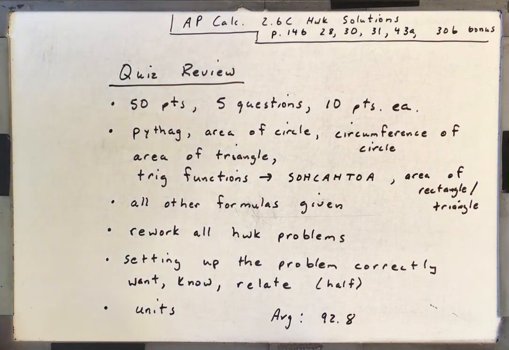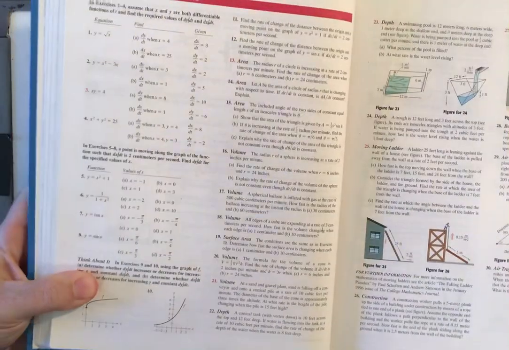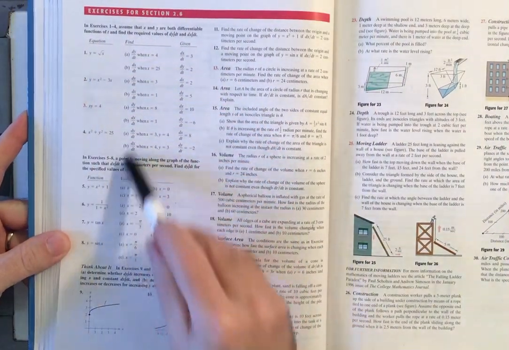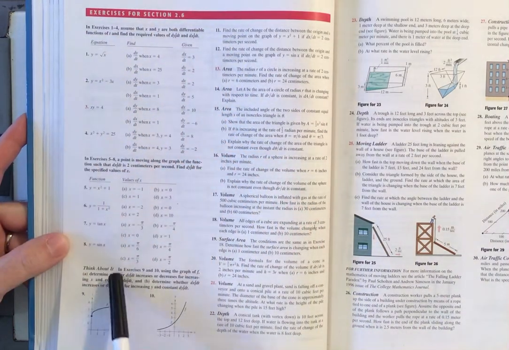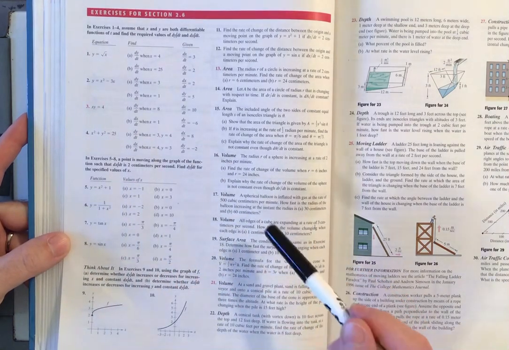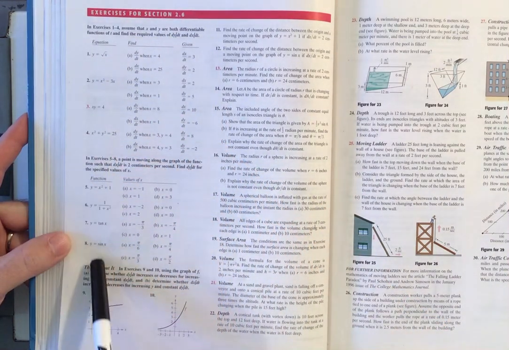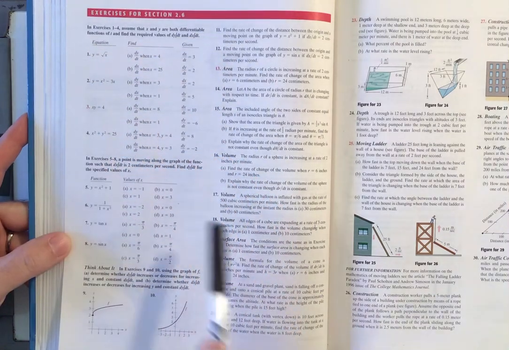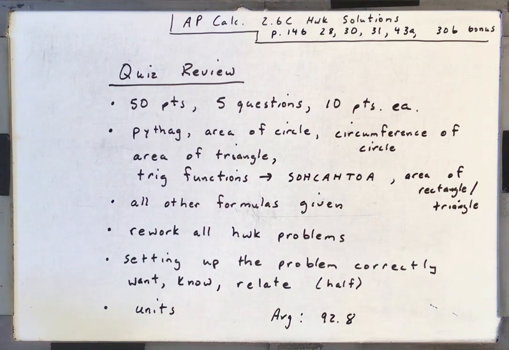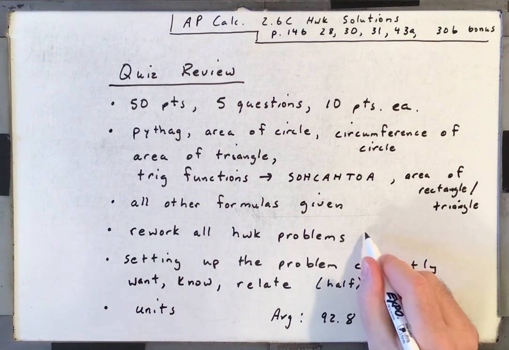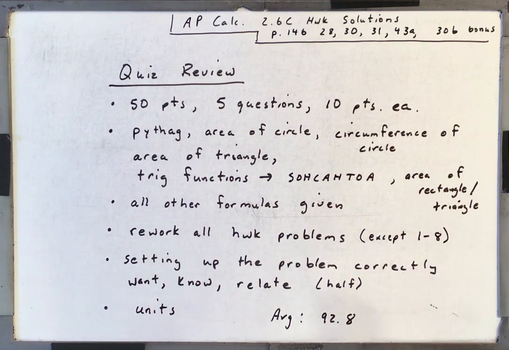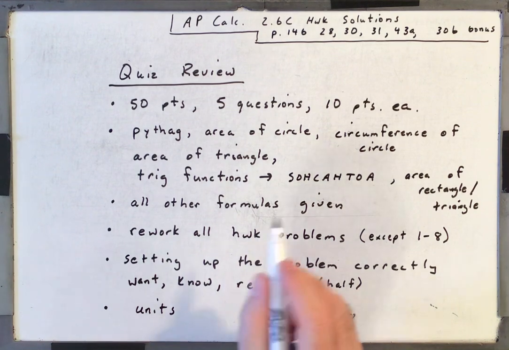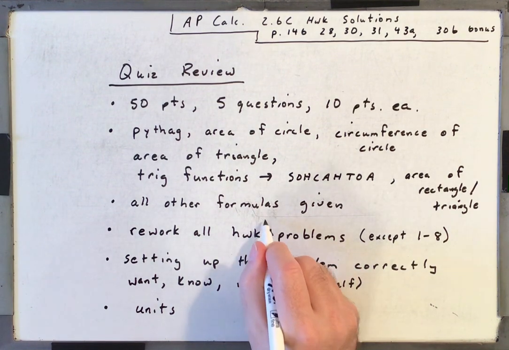there's nothing on the quiz like these first 8. It's all word problems. These were just getting you used to taking derivatives with respect to t. But all 5 of them are word problems. So you don't have to go back and work any of these. So that'll save you some time. So rework all homework problems except 1 through 8. You don't need to worry about those. Concentrate on the word problems.